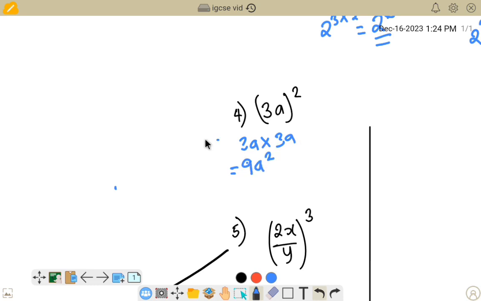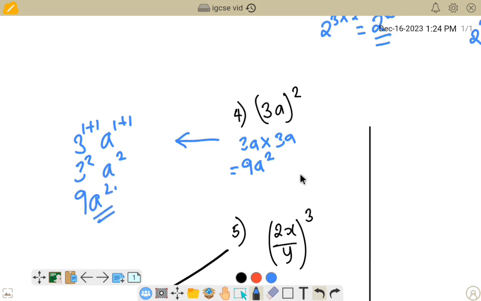But if you want to try it with indices, this 3 here is 3 to the power 1, and you have the same base. So that's 3 to the power 1 plus 1. Then multiplied by a. The power here is 1, so that will be 1 plus 1. At the end of the day, this will be 3 to the power 2, and this will be a to the power 2. 3 to the power 2 is 9, and this will be a squared. So it's the same answer that you're going to get.